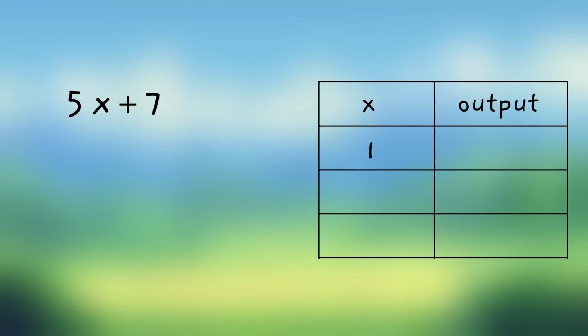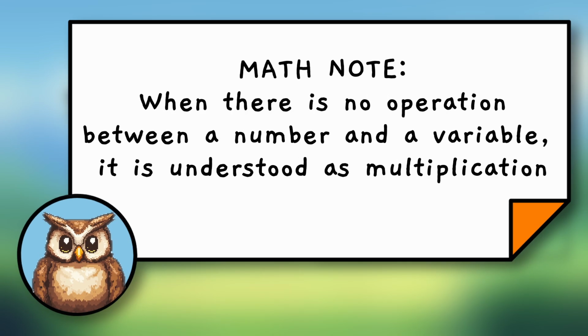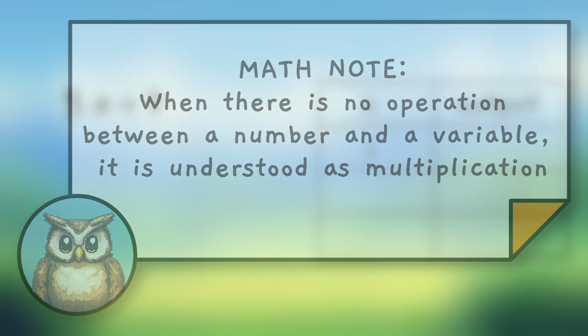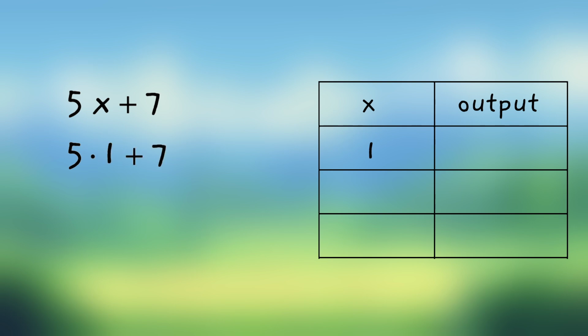In this expression, 5x plus 7, we're going to replace the letter x with the number 1. Now here you need to be careful. Look at 5x. What operation do we use? What is it, addition, subtraction, multiplication, or division? Well, in algebra, when you have a number next to a variable like this, and there's no operation in between, it's understood that you mean multiplication. So when we put 1 in for x, we get 5 times 1 plus 7, which equals 12. So in our table, when x is 1, the output is 12.